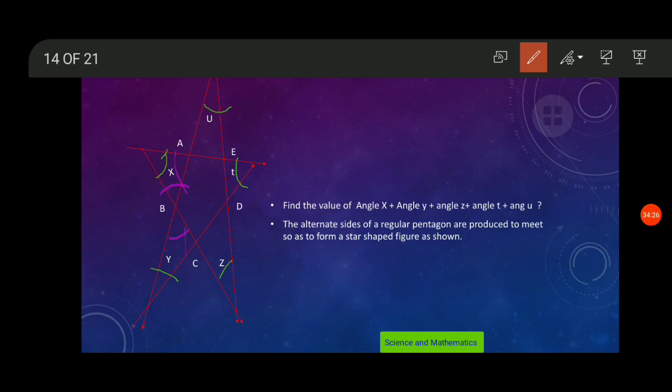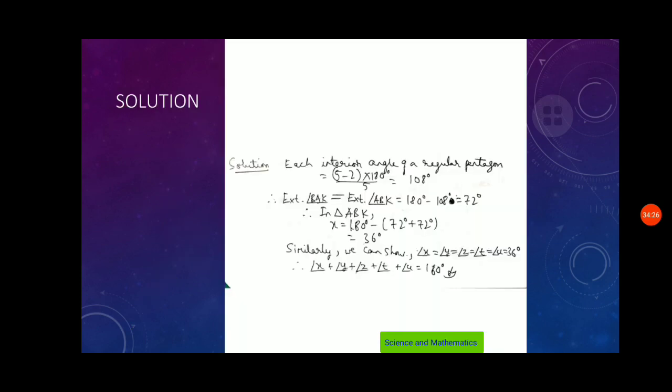Like this we will find 72 here also, and here also, and in all these places. We get this because in a regular pentagon we are creating linear pairs. Now let me show you the solution. Each interior angle of a regular pentagon is 108 degrees. The exterior angle BAK is 72 degrees when we subtract it from 180 degrees. Okay, now we will get 72 degrees like this.